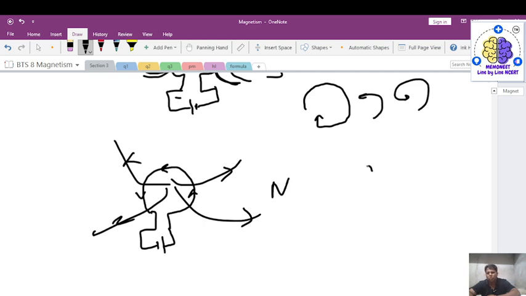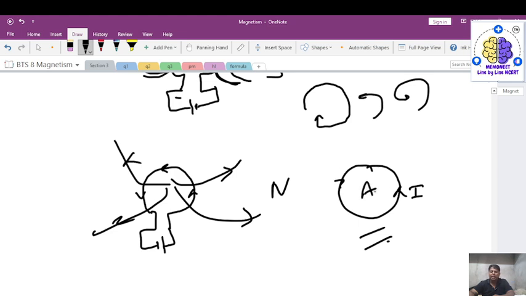And if it is coming out of the loop, this will behave as a north pole. So the same loop carrying current in one direction, from one side will behave as a north pole, and from the other side will behave as a south pole. So a current carrying loop itself behaves as a magnetic dipole, right? This is what I wanted you all to understand.